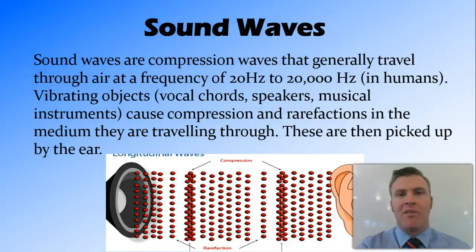These sound waves are caused by vibrating objects, and it can be anything that's vibrating: the vocal cords, the speakers in your computer at the moment, the strings on a musical instrument, or the reeds, or just the air itself vibrating. And this causes compressions and rarefactions. So compression is where there are lots of molecules compressed together, and a rarefaction is where they're split apart. And then these compressions and rarefactions, these compression waves, are picked up by the ear and then transferred into what we hear as sound.